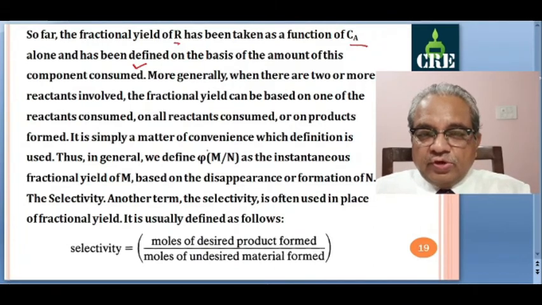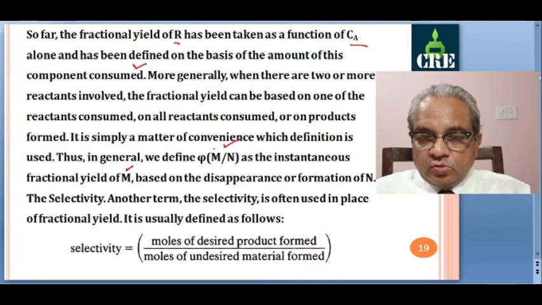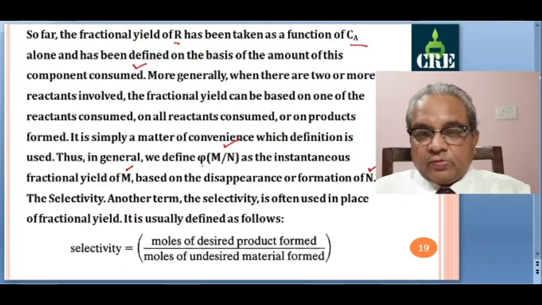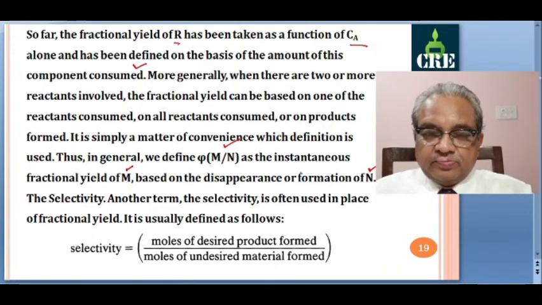Thus in general we define phi of M by N, with M and N representing these species, as the instantaneous fractional yield of M, with M in the numerator, based on the disappearance of N. In this case it will be R by A, so phi of R by A is the instantaneous fractional yield of R based on A, and in general it is M by N, the instantaneous fractional yield of M based on N.